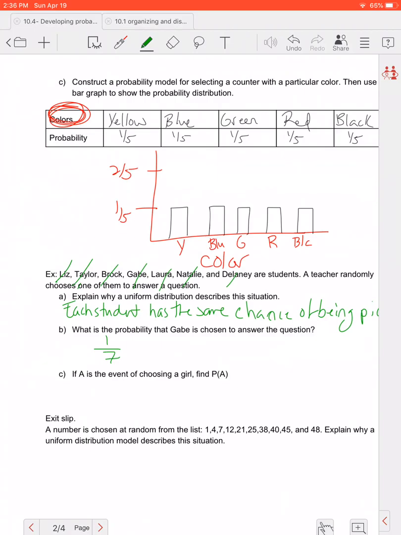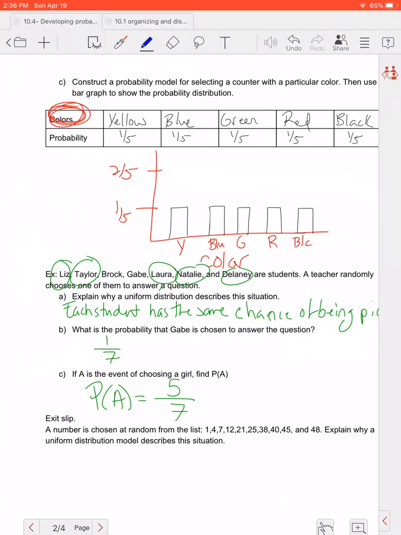And just to review some things, what's the probability of choosing a girl? And we're calling that event A. So the probability of A, we know there's a total of 7 people, so we're going to call it 7. So if I look at my girls here in my class, we have Liz, we have Taylor. Taylor is a girl in this class. Brock, Gabe, Laura, Natalie, and Delaney. So there is a 5 out of 7 chance that we will pick a girl. And if you're curious, this is the current sophomore class, a class of mostly girls. That's why they have a higher probability of getting a girl than a boy.